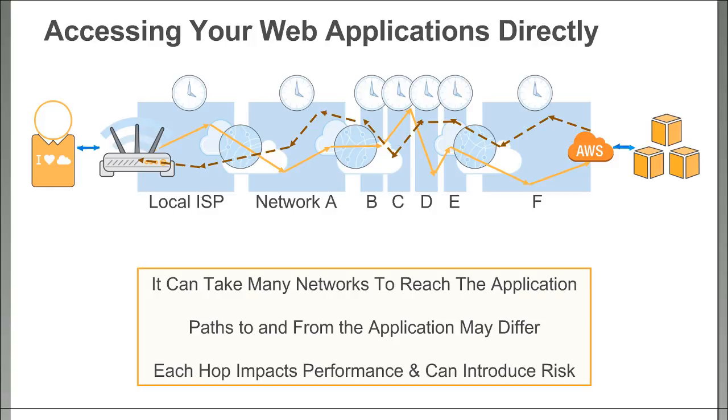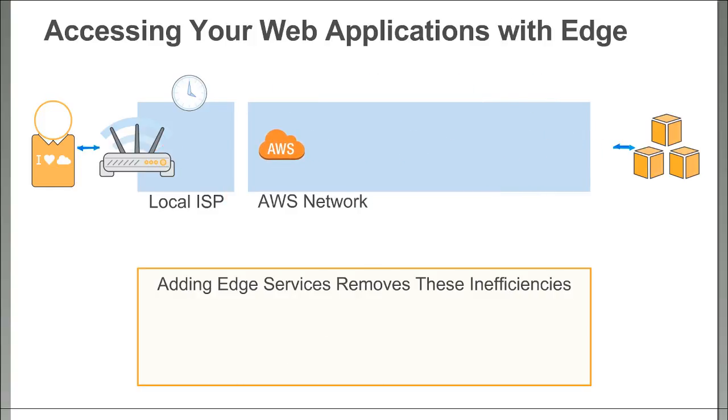What this does is each hop along the way can add performance and can introduce risk factors to the application communication pathway. And the overall impact is that your application may not be performing optimally. And this is where the edge services come in. What edge services does is it essentially helps to remove a number of these inefficiencies.